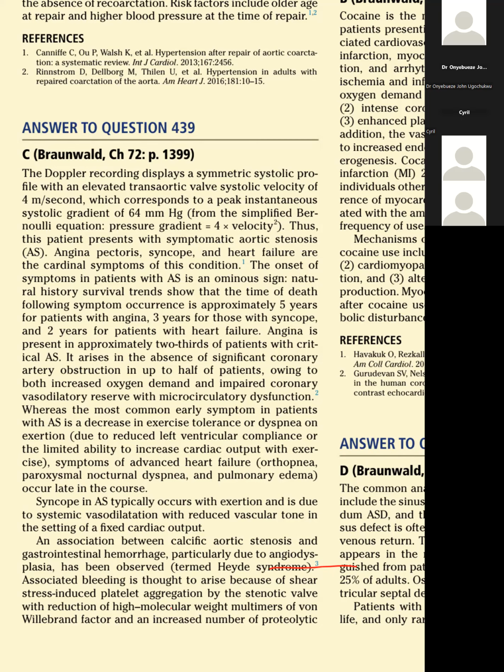Whereas the most common early symptom in these patients with AS is a decrease in exercise tolerance or dyspnea on exertion due to reduced left ventricular compliance or the limited ability to increase cardiac output with exercise. Symptoms of advanced heart failure, that's orthopnea, paroxysmal nocturnal dyspnea, and pulmonary edema occur late in the course. Syncope in AS typically occurs with exertion and is due to systemic vasodilatation with reduced vascular tone in the setting of a fixed cardiac output.